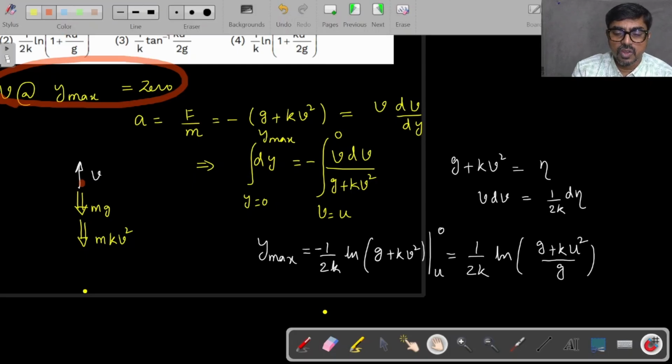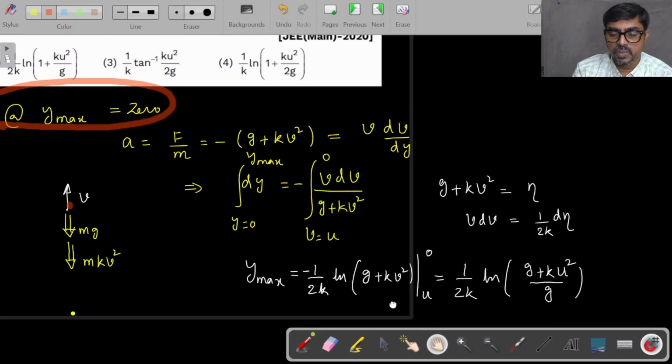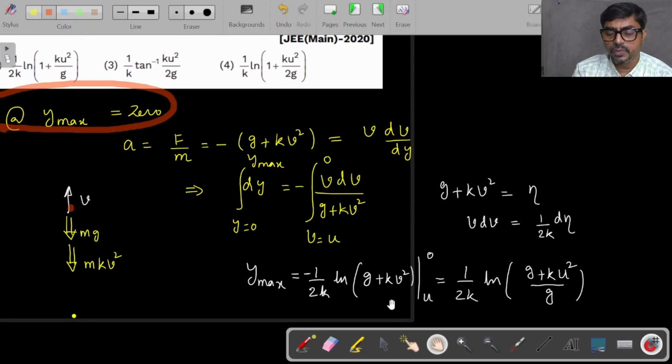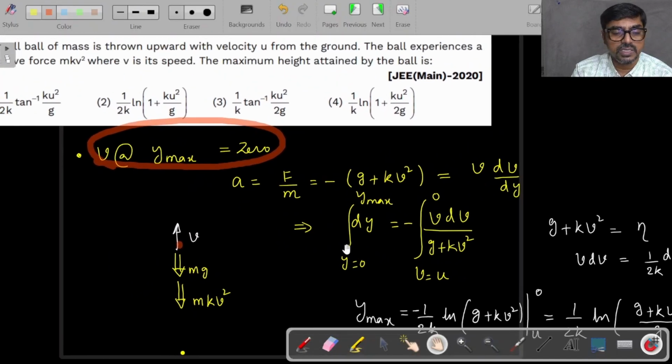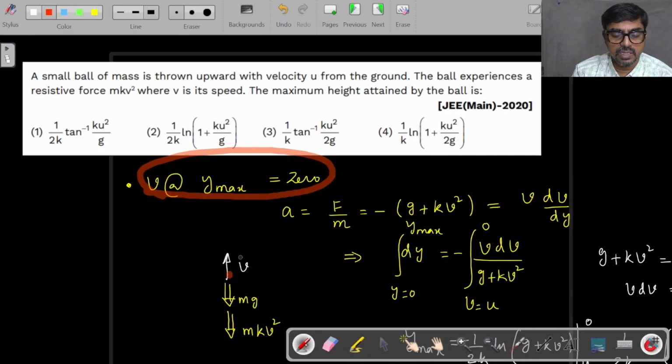So you will get a nice logarithmic function there. Substitute the limits. That minus will be absorbed when you take the initial minus final limits there. So from there you will get y max equal to 1 by 2k into ln of (g plus kv square) by g, meaning this one you will get.